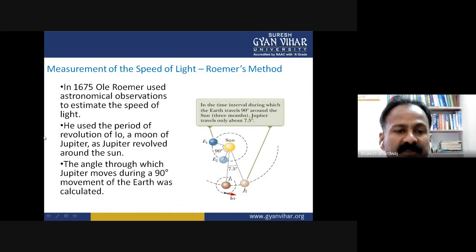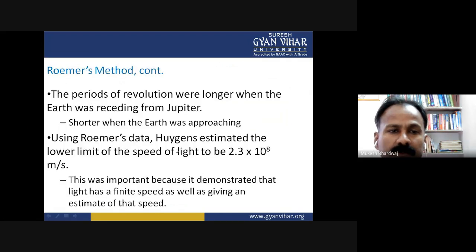The angle through which Jupiter moves during a 90-degree movement of the Earth was calculated. So this is some pictorial representation. In the time interval during which the Earth travels 90 degrees around the Sun, 3 months, Jupiter travels only about 7.5 degrees. The period of revolution was longer when the Earth was receding from Jupiter, shorter when the Earth was approaching.